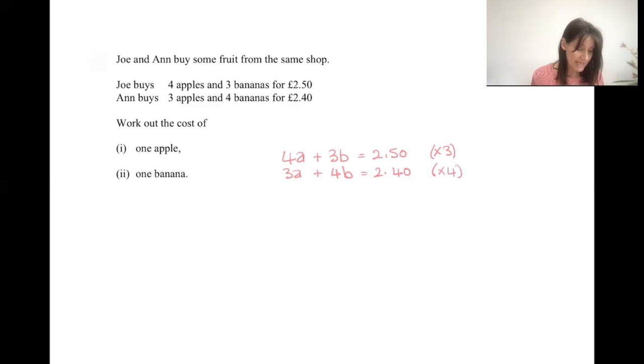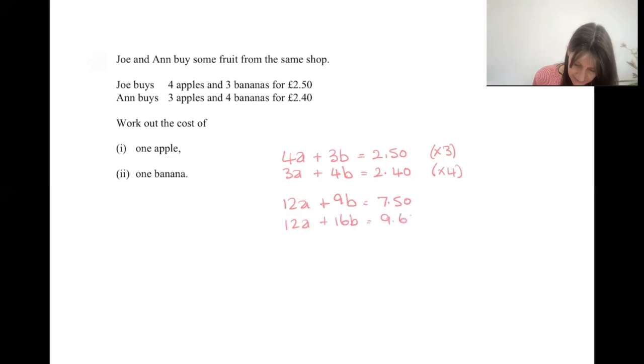And when I do that multiplication, I need to do that on every single term. So the top one, which I'm timesing by 3, will come out as 12A plus 9B equaling £7.50. And if you're not showing the 0, you don't need to. Okay, so everything got multiplied by the 3. Now I'm multiplying the bottom by 4, which is going to give me 12A plus 16B equaling £9.60. I then take away, so that I can eliminate the A's.